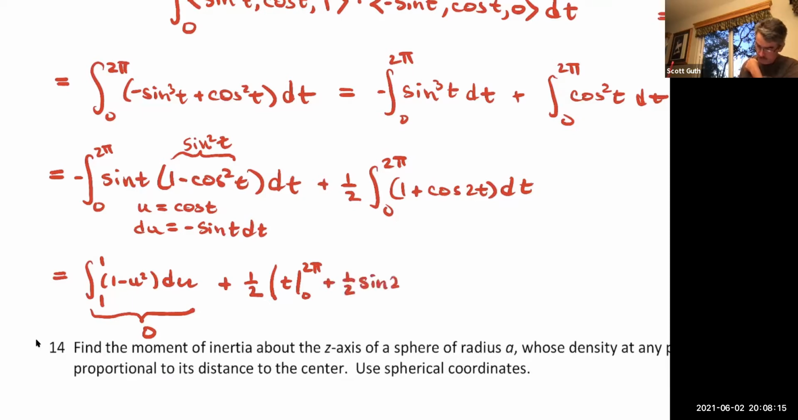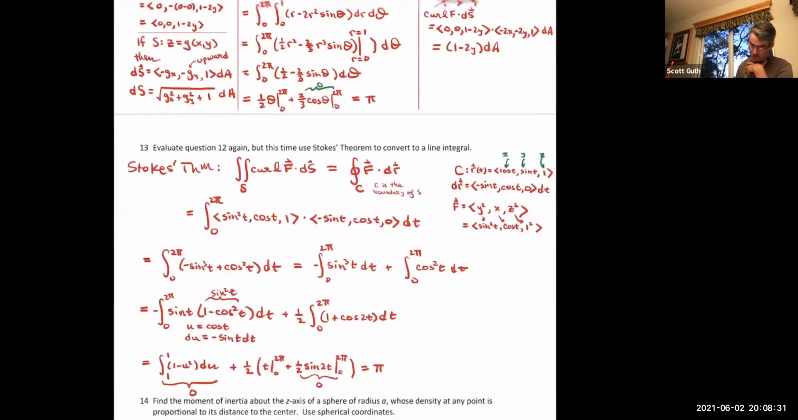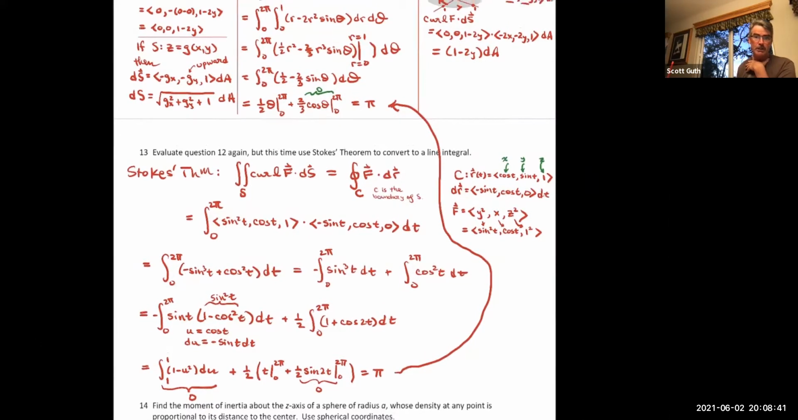Also from 0 to 2 pi, but those are both going to give a 0. So this whole thing here is 0. In the end, you just get a 1/2 times 2 pi, which is pi. Once again, you see this is the same answer as before. Just note, we're recomputing these things with completely different methods and getting the same answer again and again.